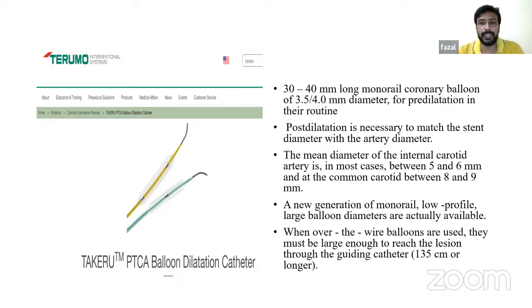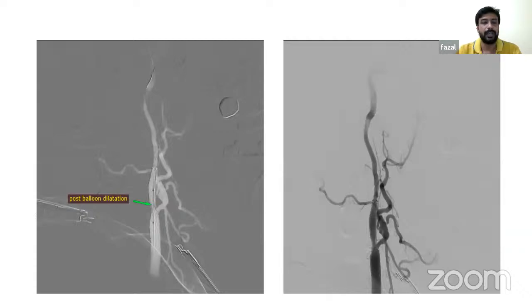The mean diameter of the internal carotid generally is about 5 to 6, and common carotid is 8 to 9. So new generation monorail low profile large balloon diameters are actually available. When over the wire balloons are used, they must be long enough to reach the lesion through the guiding catheter, so generally 135 centimeters or longer. That we should always make sure before the procedure.